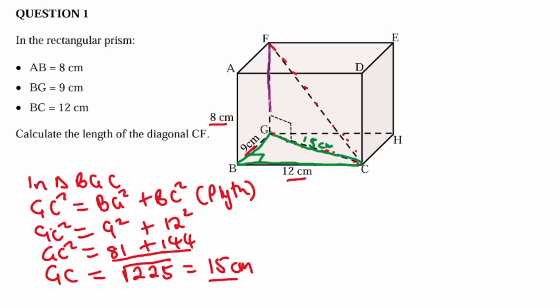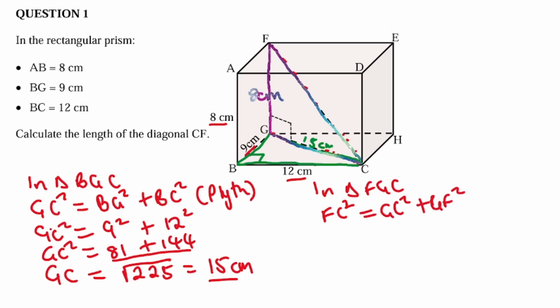Let's look at triangle FGC. We want to find FC, and we say that FG is 8 centimeters, right? So let's find FC using the Pythagoras theorem. In triangle FGC, we have FC, which is the hypotenuse, and FC squared is equal to GC squared plus GF squared.